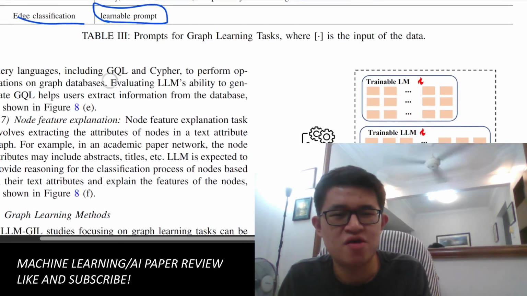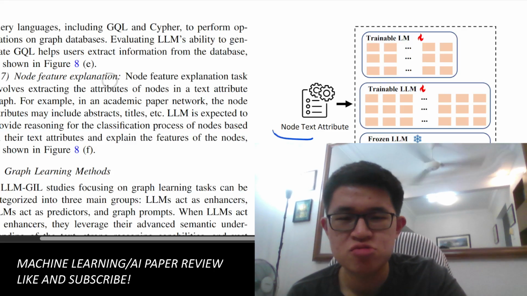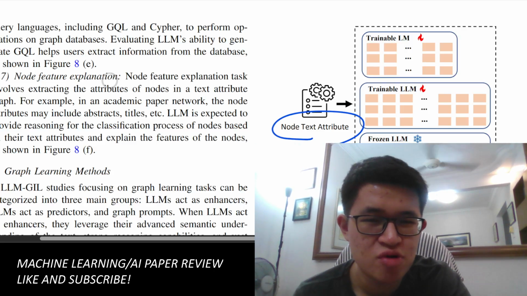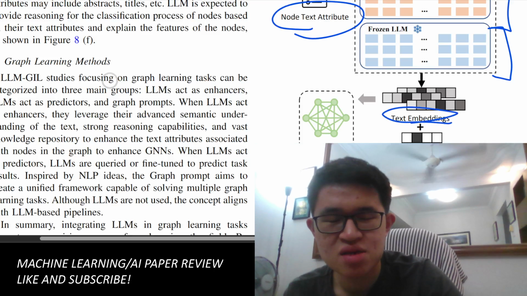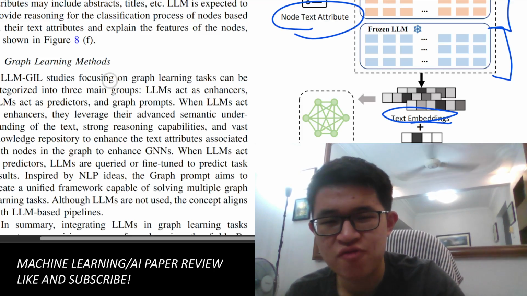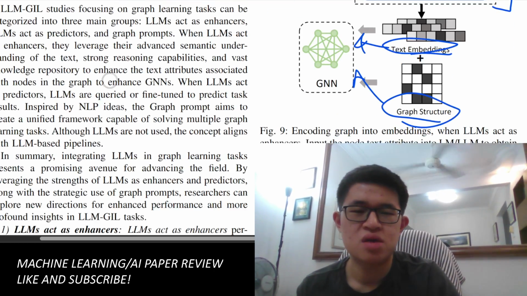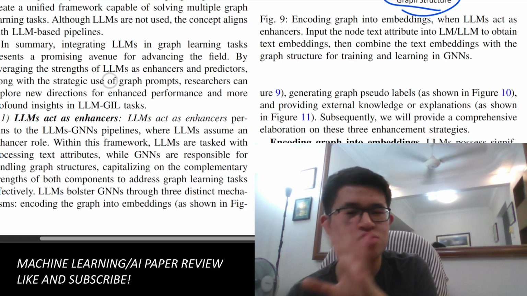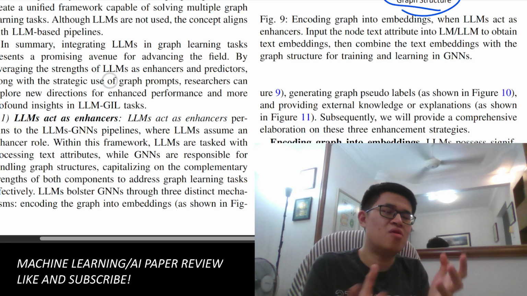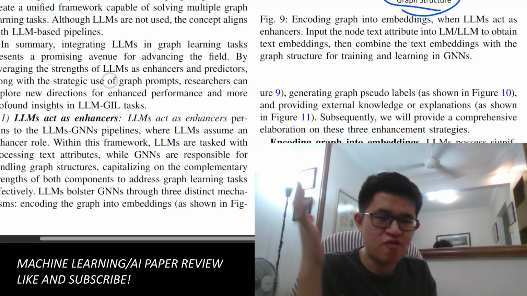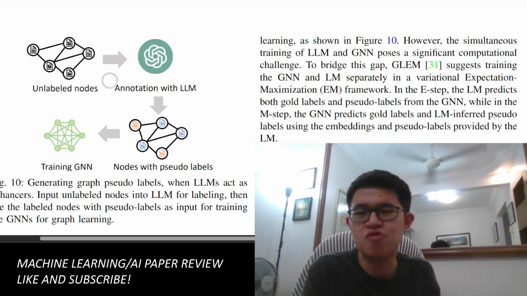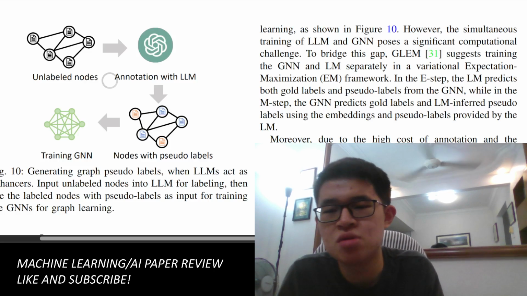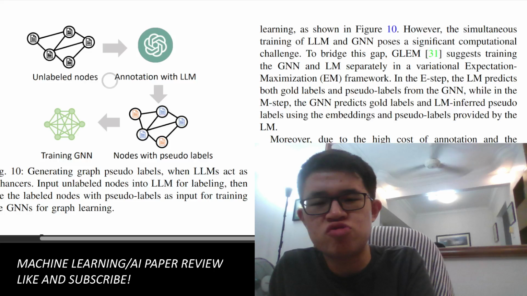Figure 9. They have some pretty figures right here. So node text attributes feeding into some trainable language models, small and big ones, and also a frozen one. Then getting the text embeddings, and you give it the adjacency matrix, and give everything to the GNN. So basically the LLM does all the pre-processing, gathering up all the reasoning and knowledge information, and then feeding it into the GNN. We've seen that a million times already, nothing too new. But this one right here is pretty interesting.